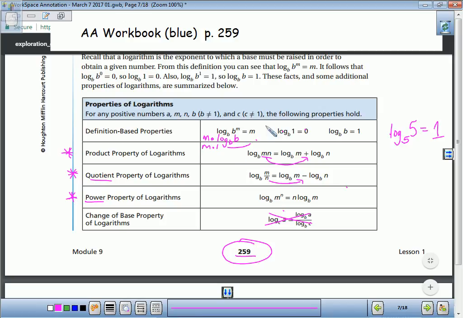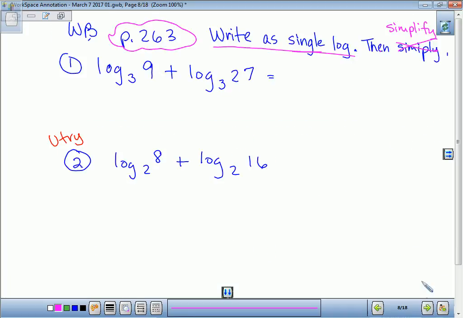So it's kind of a shortcut you can memorize, but I don't like to memorize shortcuts because my brain forgets shortcuts. But once it understands, I'm good to go. So I like to understand the rules to be able to simplify these. Now, in your workbook on page 263, we have some problems where it asks us to write it as a single log. So if you're looking in your workbook with me, you can jump here. If you're not, it's okay. You can just follow along.